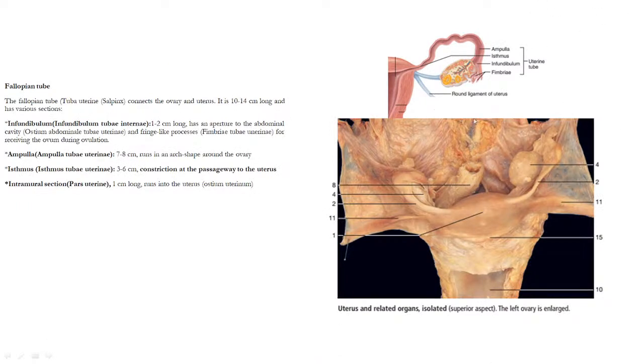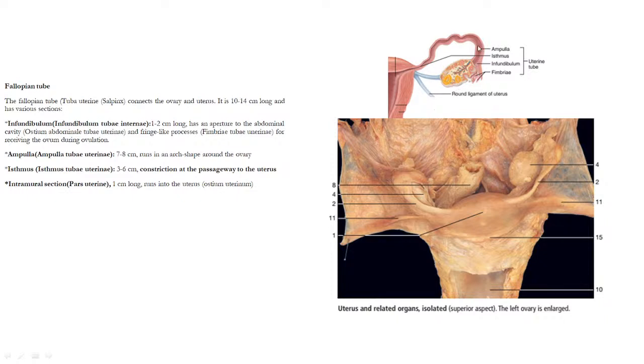Fallopian tube, tuba uterina, connects the ovary and uterus. It is 13 centimeters long and the various sections include the infundibulum, ampulla tubae uterinae, isthmus, and the intramural section, pars uterina.